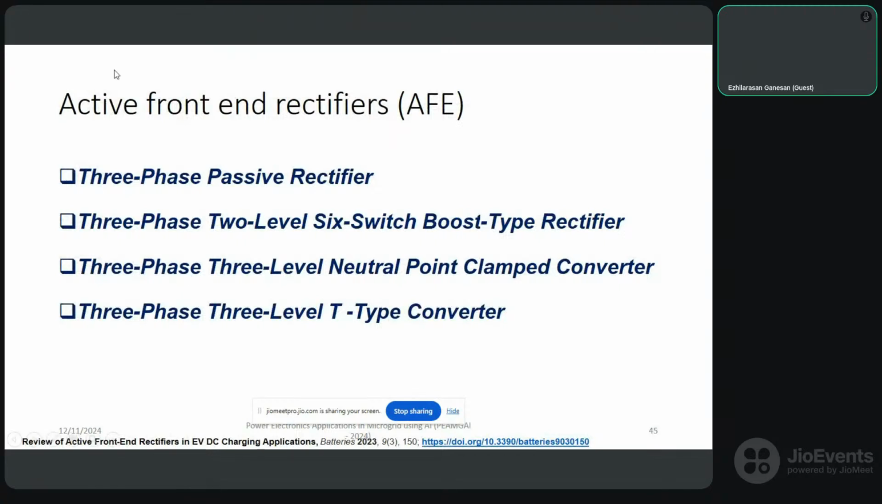So in rectifiers, what are the latest rectifiers we use in power systems? For microgrid technologies, active front end rectifiers are called AFE. They are the 3-phase passive rectifier, 3-phase 2-level 6-switch boost type rectifier, 3-phase 3-level neutral point clamped converter, and 3-phase 3-level T-type converter. These are the active front end rectifiers we have normally started using.